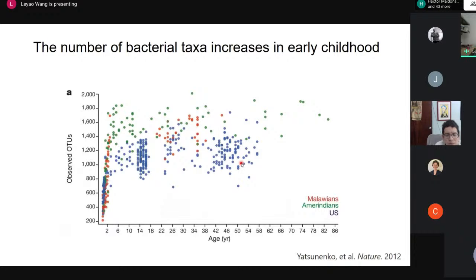So for these three different regions, as you can see, the observed OTUs, which represent the diversity of the bacteria presented in the fecal samples, and the x-axis is the subject's age. You will find in early life the diversity of the bacteria increased, especially from 0 to 3 years old. And this is the same trend for all three different populations.